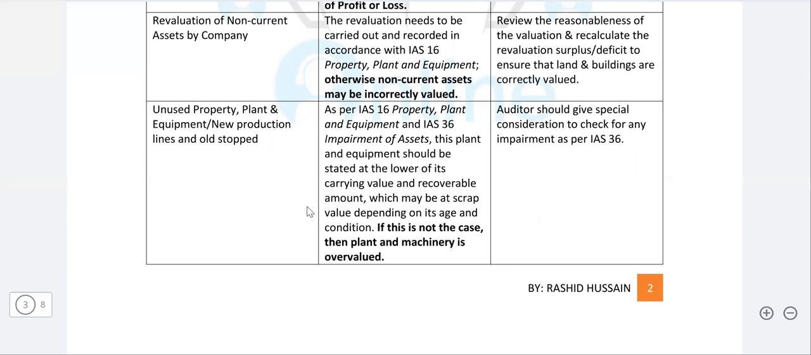So if the asset is redundant, it's not in use, there's no usage of that asset. That means it is an indicator that an impairment review should be conducted. Maybe the recoverable value is lower than the carrying amount and the asset is probably impaired. If the impairment is not being charged, then assets may be overstated. So unused property, plant, and equipment is related to the impairment testing. That impairment should be conducted.